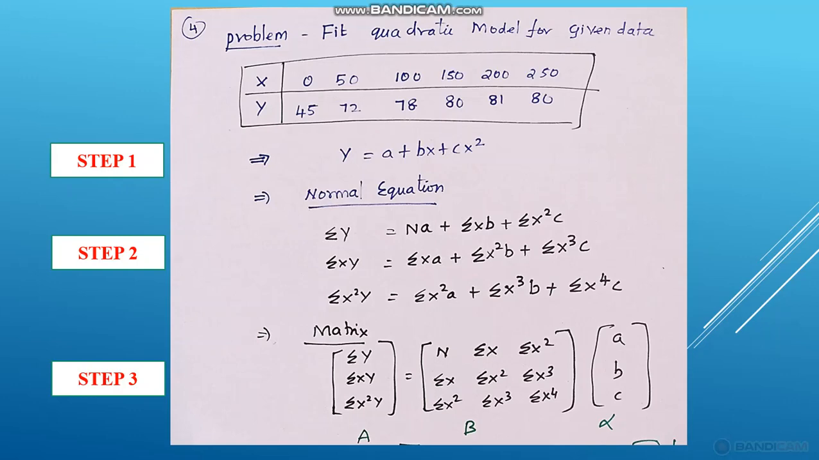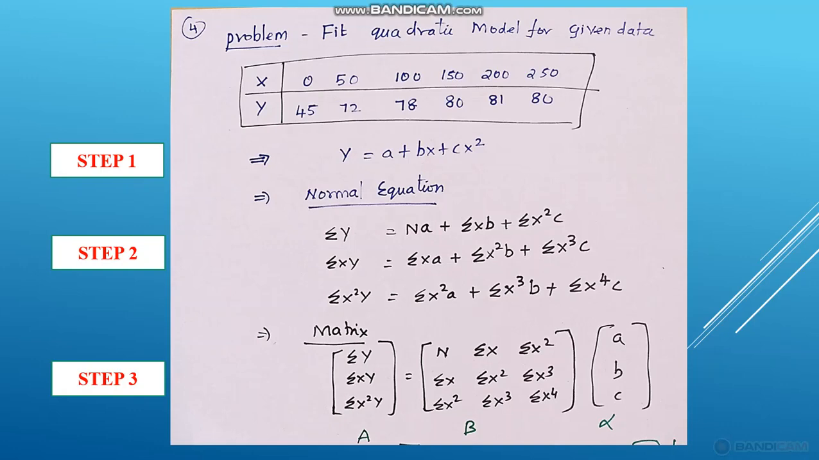Here the model form is y = a + bx + cx². So in the first step you want to write y = a + bx + cx², that is the model form. The second step is you want to write the normal equation, like this.